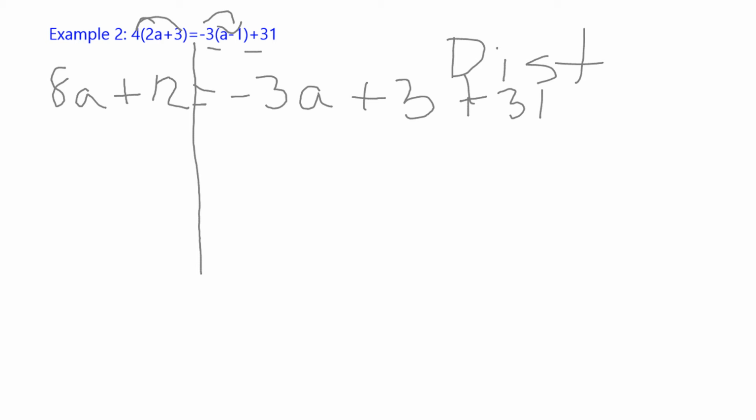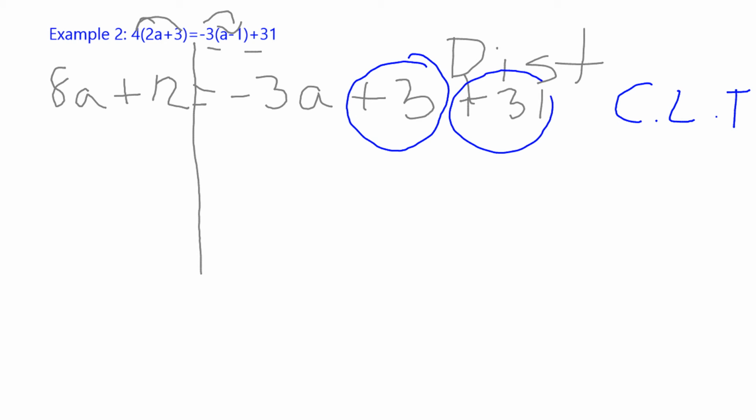Now looking at here, there's a couple different things I'm going to do. The pretty typical one to do would be to combine like terms. There are no like terms on the left side of the equal sign, but there are on the right. So I'm going to circle my like terms. I have a positive 3 and a positive 31. I do not change the signs because they are on the same side of the equal sign. So I just go 3 plus 31 is 34, positive. And then I bring down my negative 3a, my equal sign, and then my 8a plus 12.